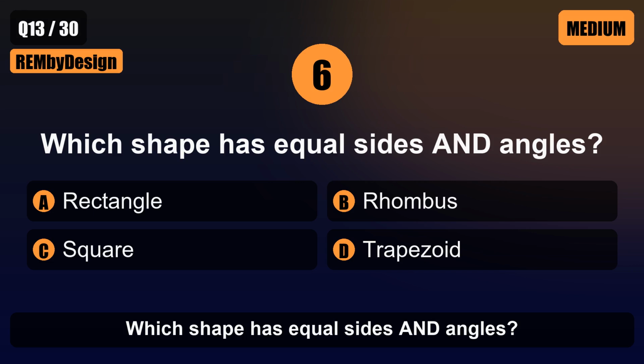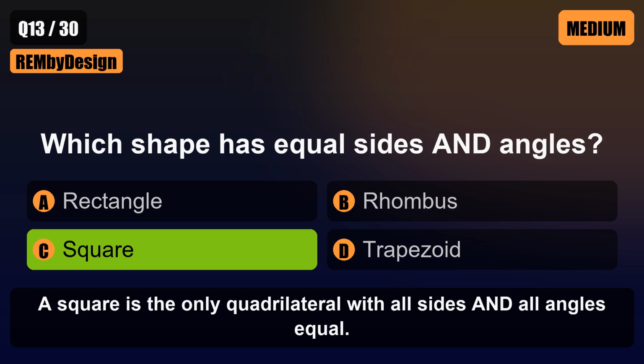Which shape has equal sides and angles? A. Rectangle, or B. Rhombus, or C. A square, or D. Trapezoid. The answer is C. Square. A square is the only quadrilateral with all sides and all angles equal.